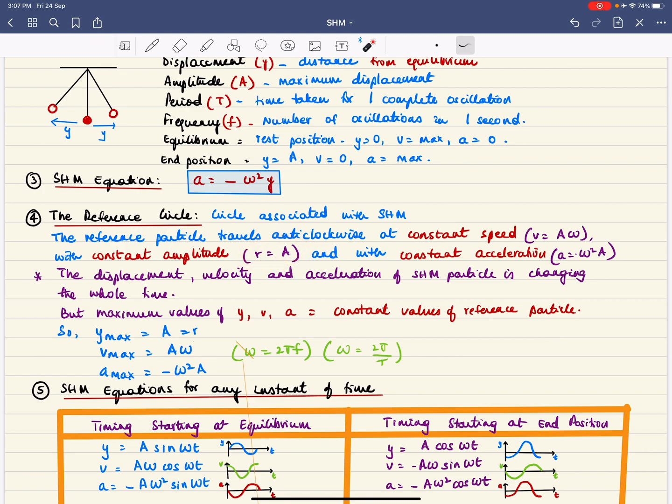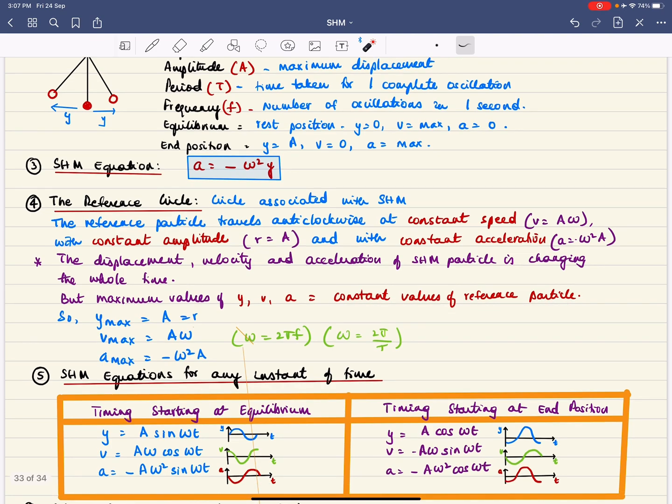Now, why do we need the reference particle? It makes it easy to solve problems of the simple harmonic motion particle because the velocity, displacement, and acceleration are always changing for the SHM particle. So how does that help? The maximum values for the SHM particle for displacement, velocity, acceleration are the constant values of the reference particle.